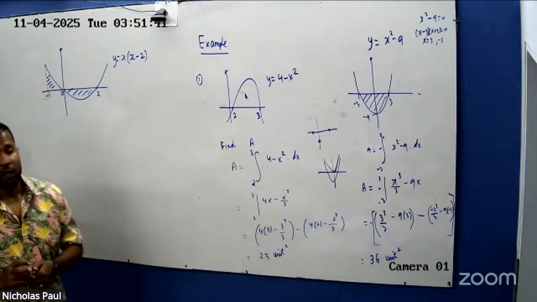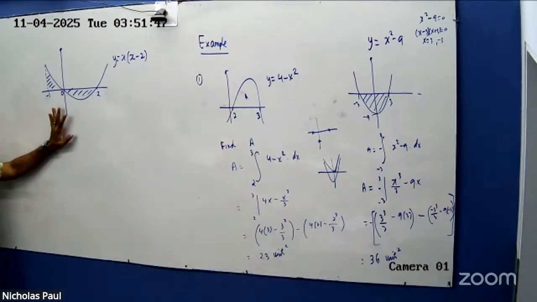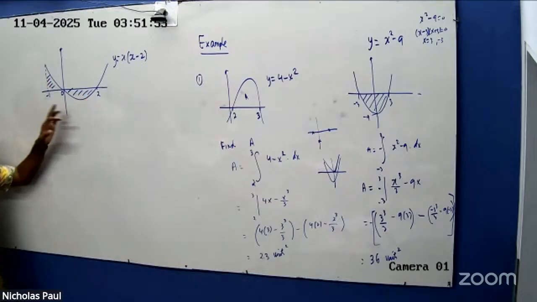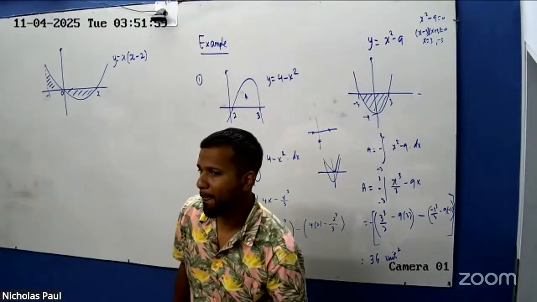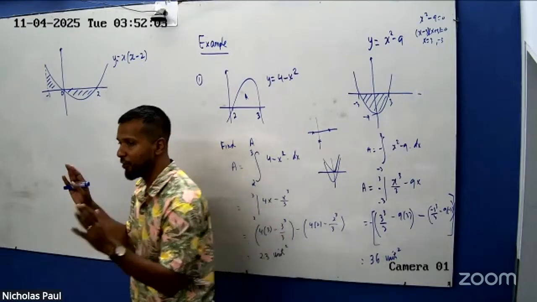Find the shaded region here. Dylan, to find the shaded region, can we find the area between 2 and -1? Can we do it for the whole thing? I want the entire area, the shaded region.